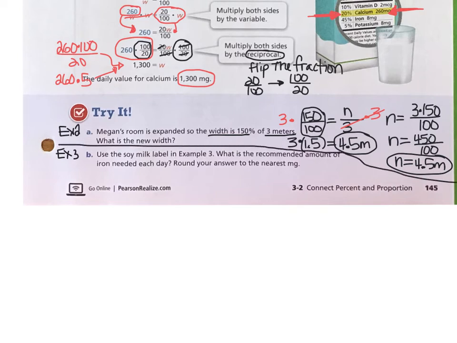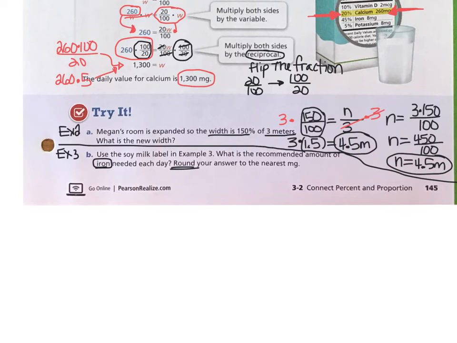Okay. So I have almost run out of room. If you need to get a scratch piece of paper, you may do that. Even just a half sheet of paper is probably plenty. We are going to do try it letter B, which is just like example 3. You're going to need to go back up to that soy milk and look again at the label. What is the recommended amount of iron needed each day? Round your answer to the nearest milligram. So this time we're going to be rounding our answer when we get all done.